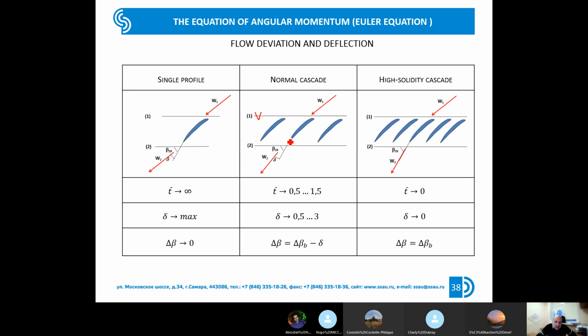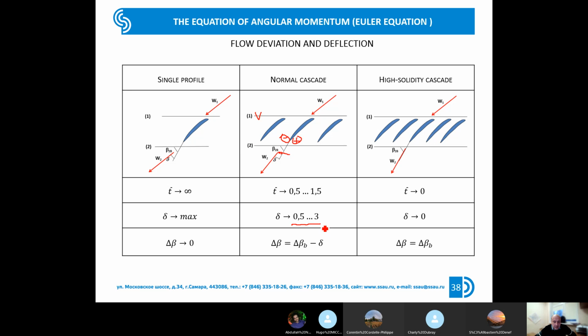But in this case, because we have a pressure difference at the outlet, so for example, here we have low pressure, here we have high pressure, it means that when the flow leaves the trailing edge, it is influenced by the pressure difference, which turns the vector of W2 in the direction of reducing beta 2. The flow deviation angle delta is usually approximately from 0 to 3 degrees.